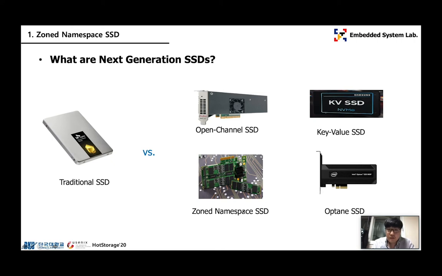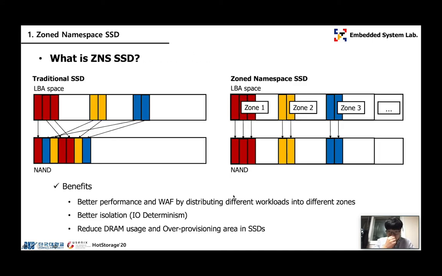The zoned namespace SSD also exposes its internals, but using the well-defined zoned namespace interface. The key value SSD supports new interfaces such as get, put, and scan for key value. Finally, the Optane SSD looks like the traditional SSD, but its media is totally different, using PCM instead of NAND flash memory. In this talk, we mainly focus on the ZNS SSD.